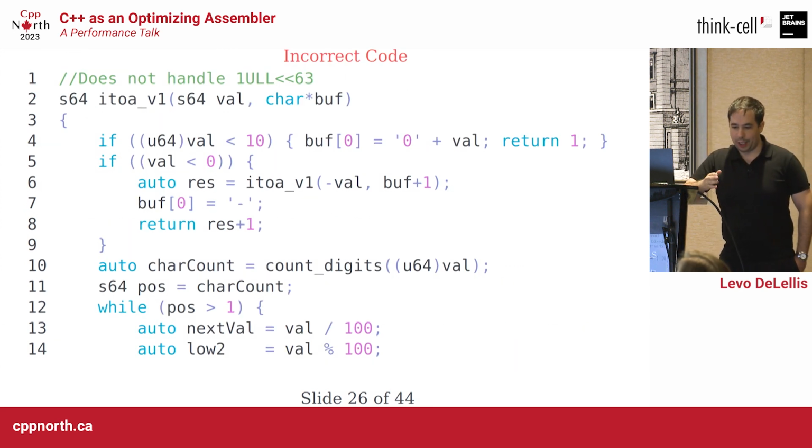So here's I2A. If you look at the very bottom, lines 13 and 14, you can see that I'm dividing by 100 instead of 10. That's because I'm going to be doing 2 digits at once. This is in the I2A that I started with. Line 4 is actually very handy because a lot of my values were 1 and 0. So that actually made a noticeable difference.